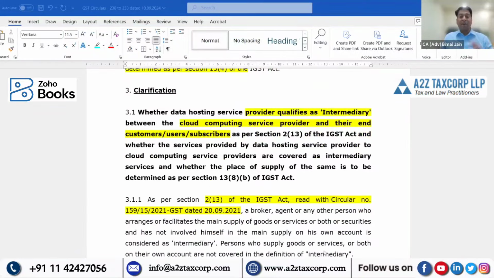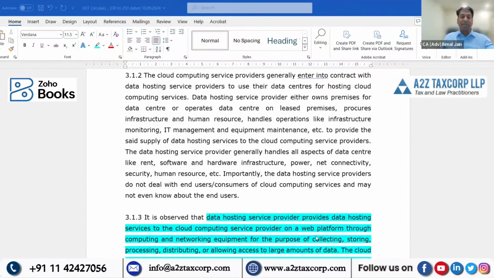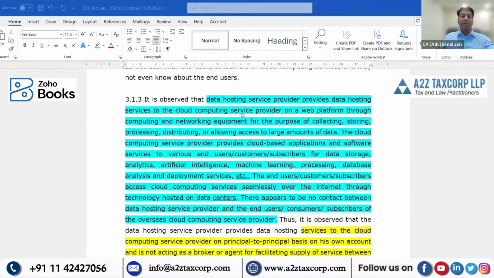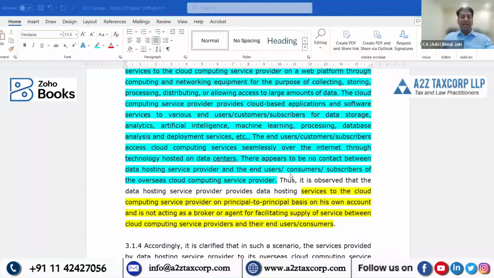Now how are they clarifying? For intermediary, what they're discussing is that the data hosting service provider provides data hosting services to the cloud computing service provider on a web platform through computing and networking equipment for the purposes of collecting, storing, processing, distributing, or allowing access to a large amount of data. The cloud computing service provider provides cloud-based application and software services to various end users, customers, and subscribers for data storage, analytics, artificial intelligence, machine learning, processing, database analysis, and deployment services, etc. So it is inclusive. The end user, customer, and subscriber access cloud computing services seamlessly over the internet through technology hosted on the data center.